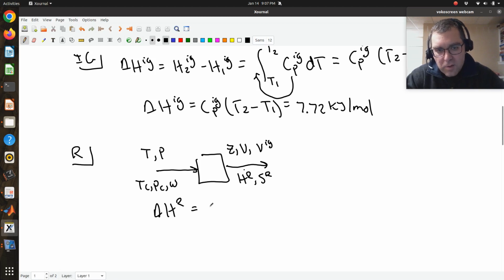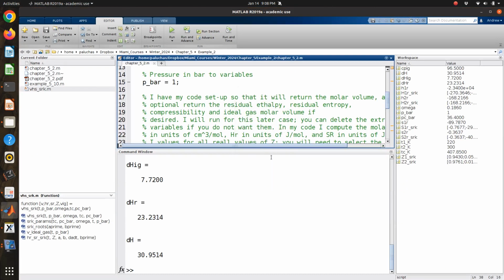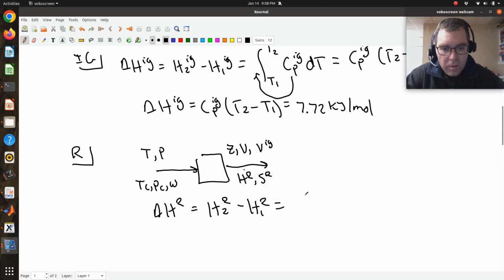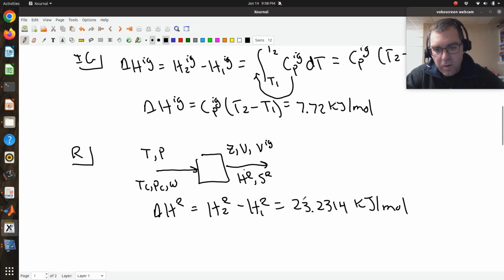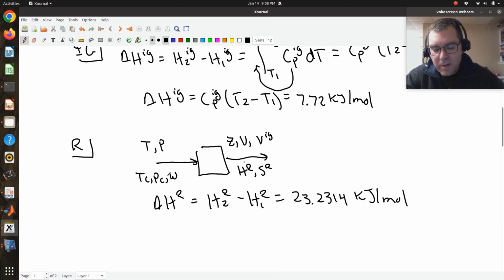And for delta H residual, which was H2R minus H1R, that was equal to 23.2314. And that's also positive for our vaporization. Logically, it should make sense. As I go from liquid to vapor, that's going to require heat, and so I get a positive residual contribution. And so then my total, delta H.